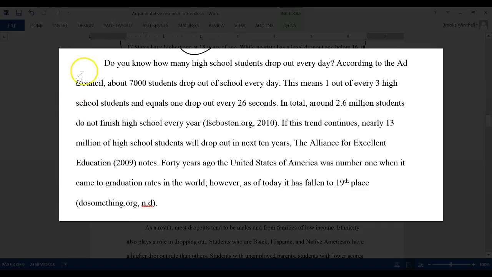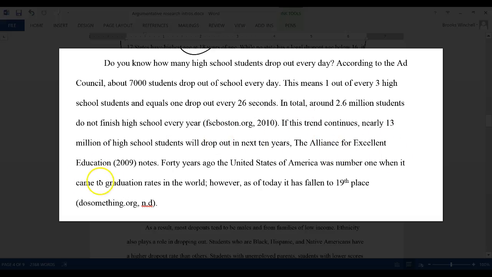In the next paragraph, she moves into statistics and says, do you know how many high school students drop out every day? According to the Ad Council, about 7,000 students drop out every day. This means 1 out of every 3 high school students and equals 1 dropout every 26 seconds. In total, around 2.6 million students do not finish high school every year. If this trend continues, nearly 13 million high school students will drop out in the next 10 years.